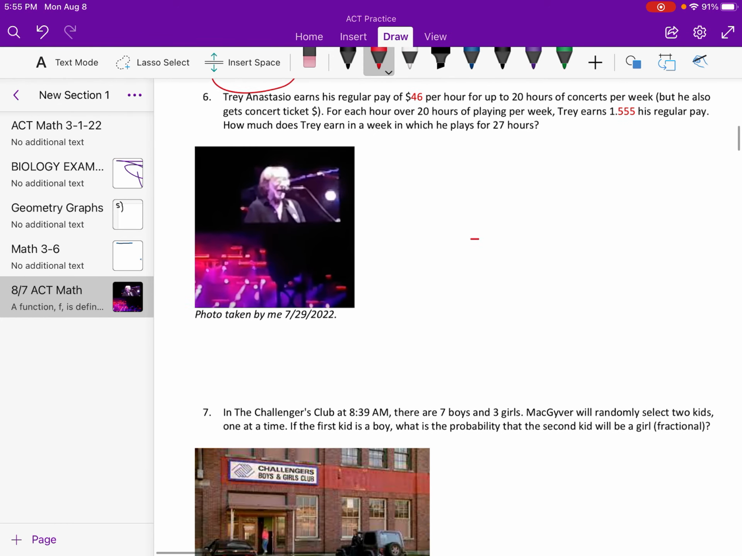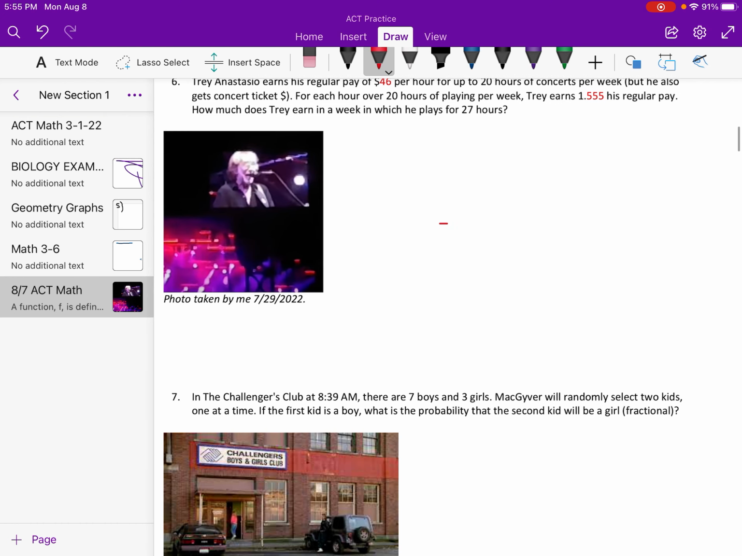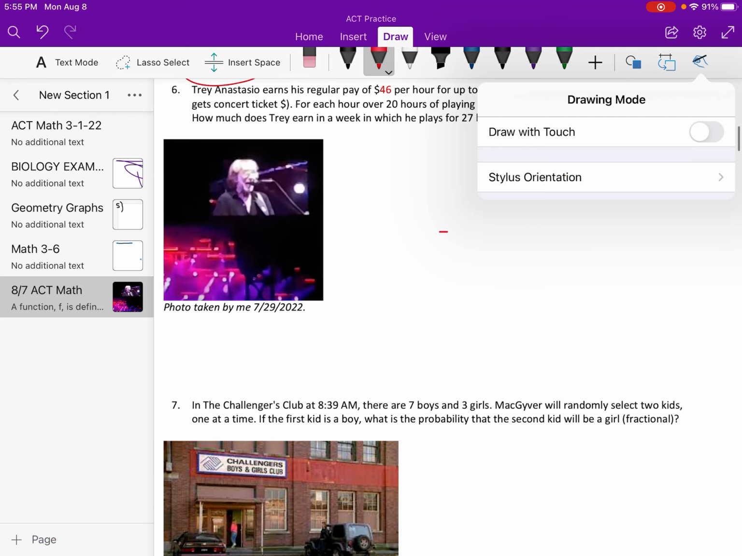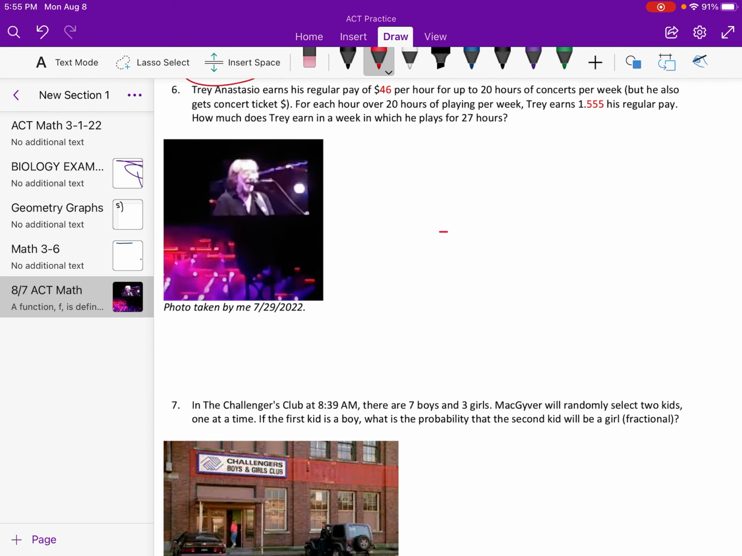All right. Trey Anastasio earns his regular pay of $46 per hour up to 20 hours of concerts per week. He also gets concert money, but anyways. For each hour over 20 hours, he gets 1.555 times his normal pay. How much does Trey earn when he does 27 hours?